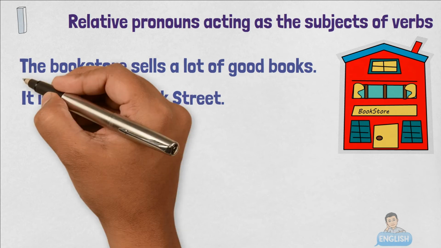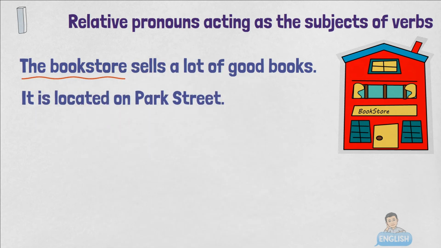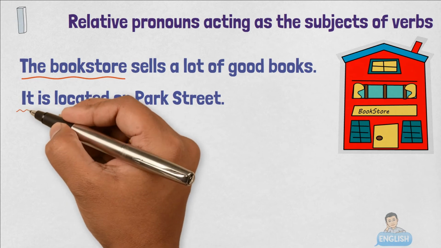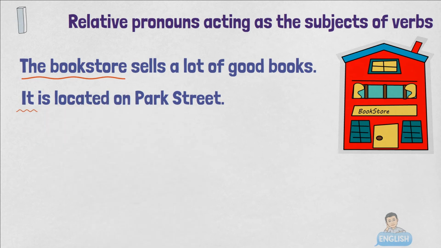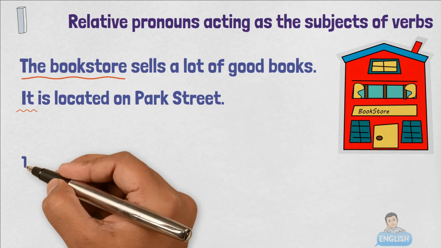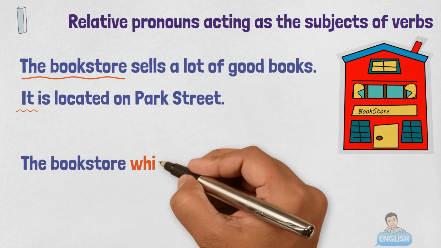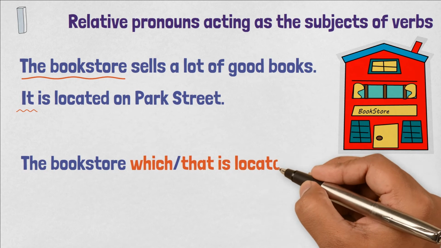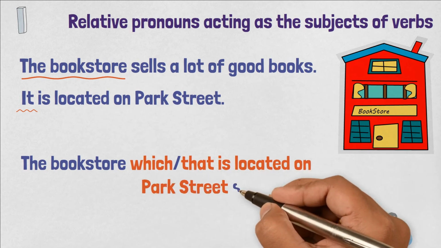We'll use the second one as a relative clause to modify the noun, bookstore. It, in this clause, is the subject. So, the two sentences can be written as one, with a relative clause. The bookstore which, or that, is located on Park Street sells a lot of good books.